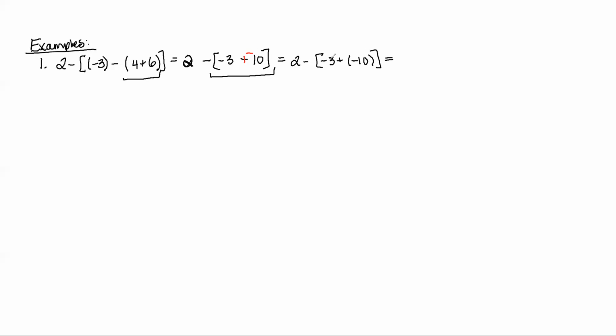And now, negative 3 plus negative 10, same sign. They're both negative, same sign, so we're adding and we end up with another negative. So I'm going to go ahead and bring over the 2, the minus, keep the brackets, and we get negative 13. And now brackets act just like parentheses, so we can go ahead and add the opposite, and we have 2 plus 13, which gives us 15.